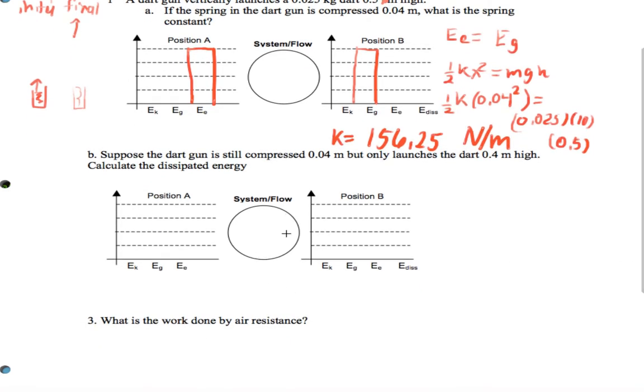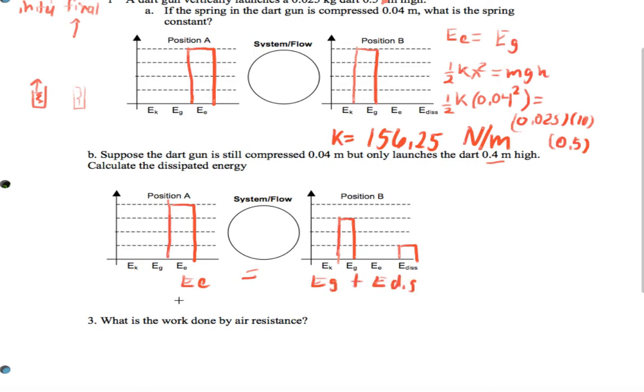Now we ask a second question, which is, well, suppose we compress the dart gun by the same amount again, but now the dart only goes 0.4 meters high and we want to get the dissipated energy. So once again, we start with all elastic energy, but now what happens is that we get some of our height and the rest of the energy is actually dissipated by air resistance. So let's be really clear, E elastic equals E gravity plus E dissipated.